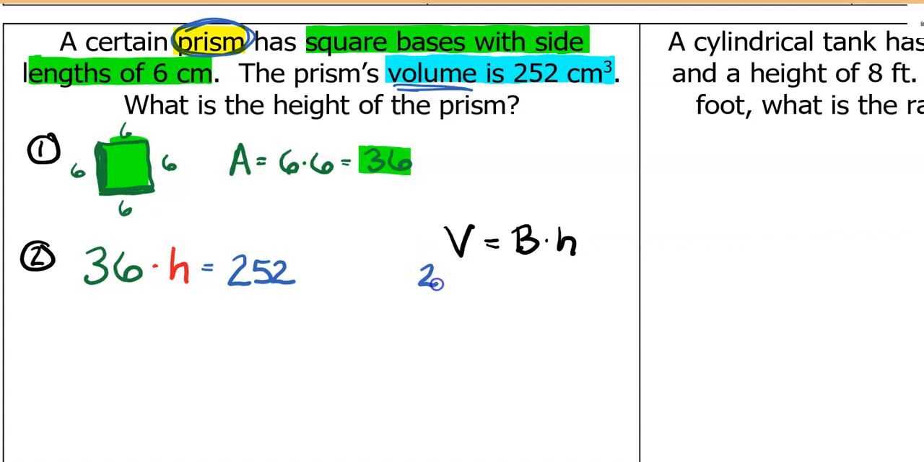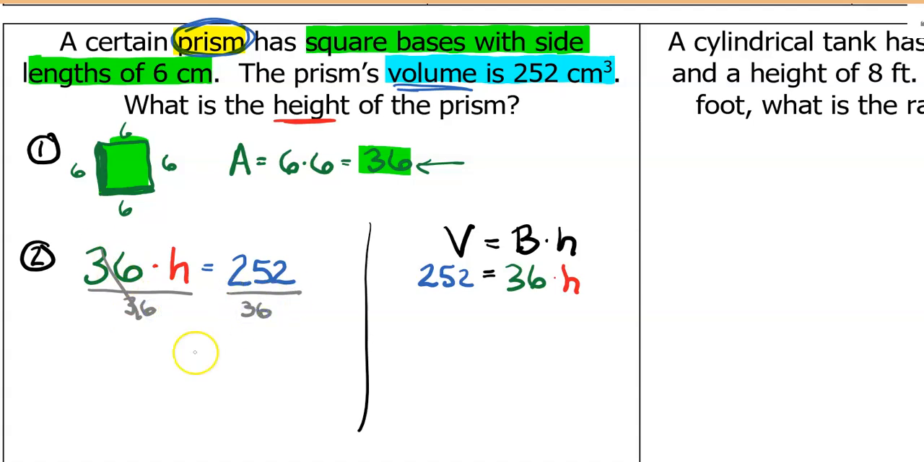The volume is 252, and that equals the area of the base, which we found a minute ago, times the height of the prism, which is exactly what they didn't tell us. So either way, whether you think formula-wise or step-by-step-wise, you're going to get the same equation. So if I want to get h by itself, I need to get rid of this 36. So I'm going to divide by 36 on both sides. 252 divided by 36 is exactly 7.